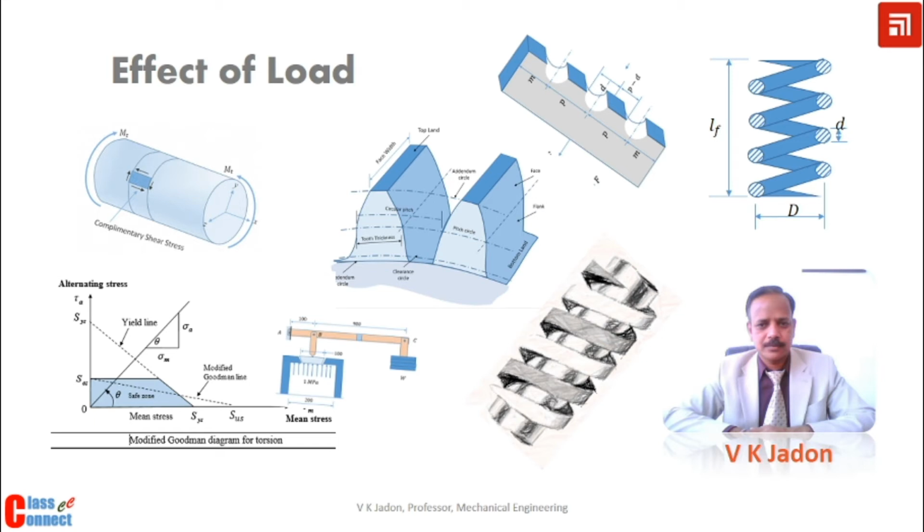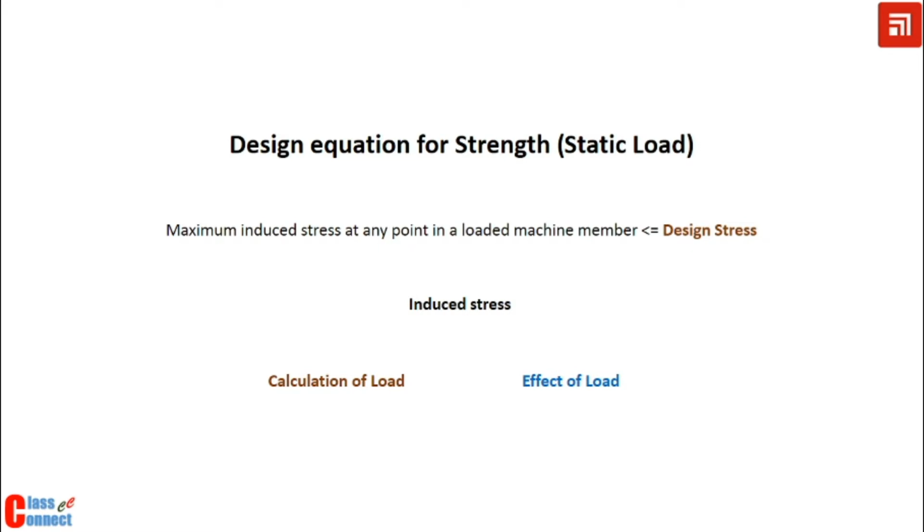Welcome viewer to this second session of our second module of this course on machine design. We have discussed in our first module the design equations, and how the right hand side of this design equation is obtained, that is design stress based on the strength. We discussed the difference between strength and stress in our first module.